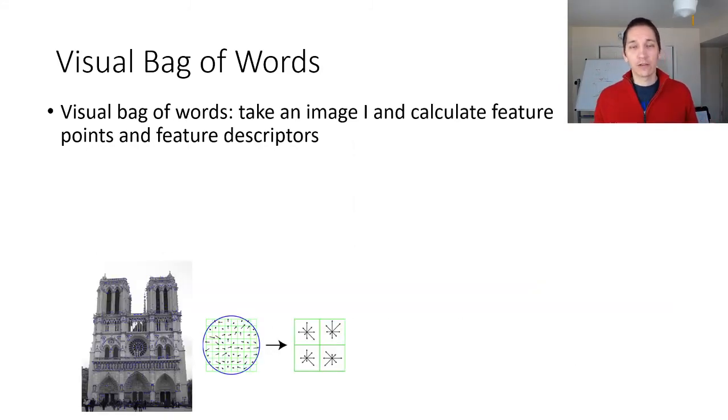Now, in visual bag of words, the whole trick is how do we come up with a dictionary? And this is where the codebook comes into play. So what we'll do is take images and calculate these feature points and descriptors.